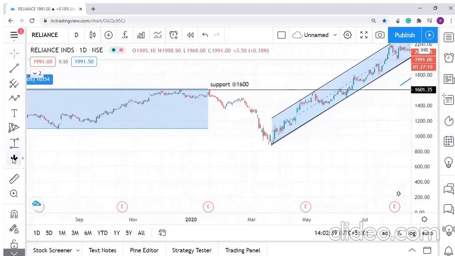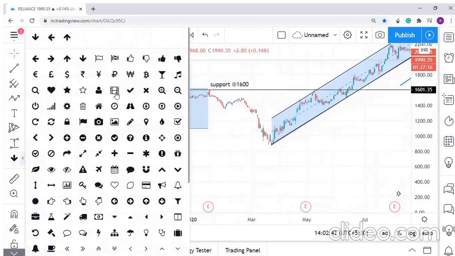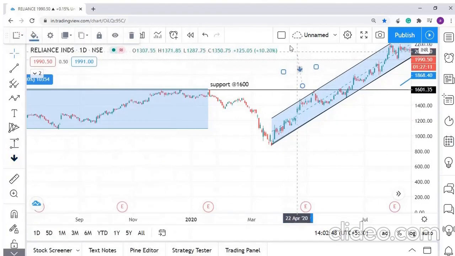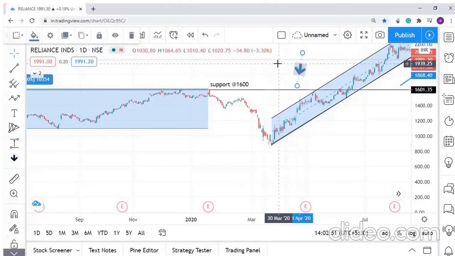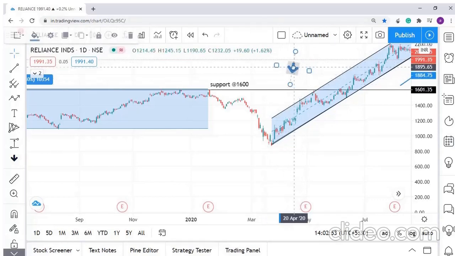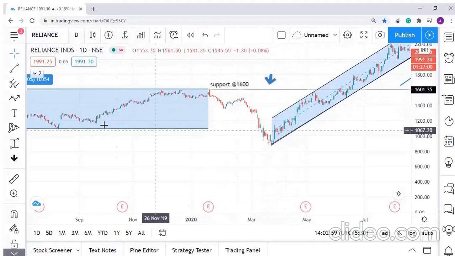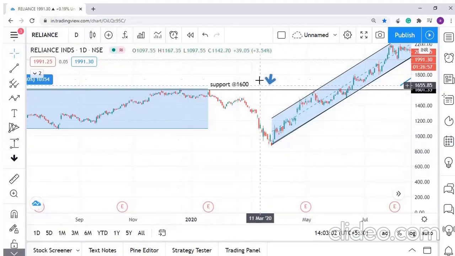Cool. Then another thing is arrows. You can put many shapes here for your comfort, and if you are going to communicate through charts, if you are sending a nice chart to your friend, you can tell him, look here, I want to show you this support at 1600. So that's it.